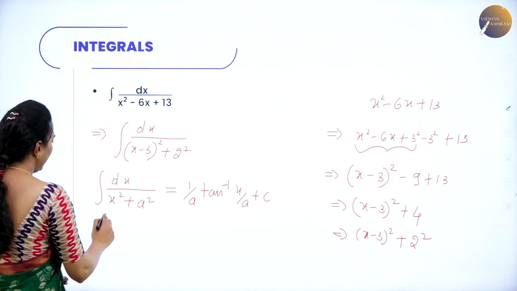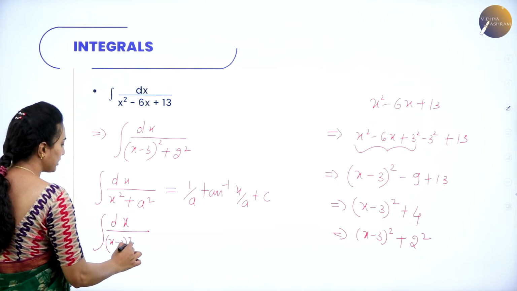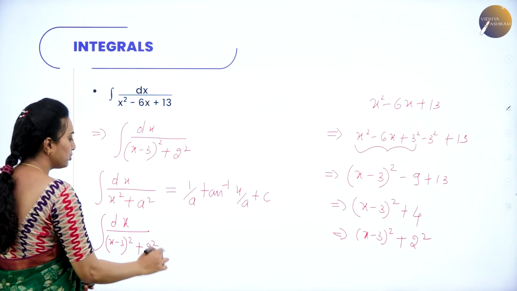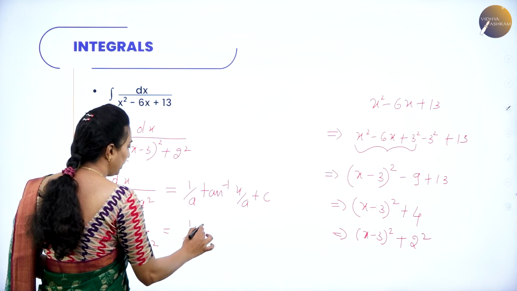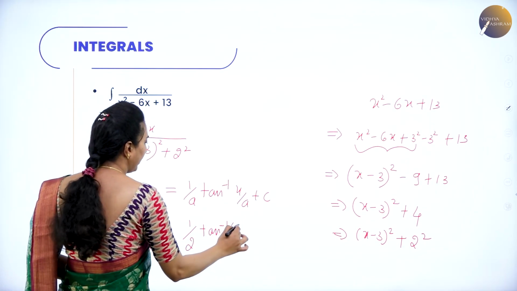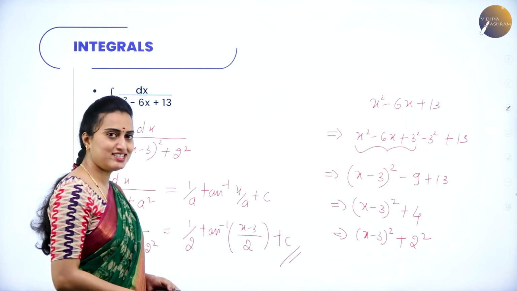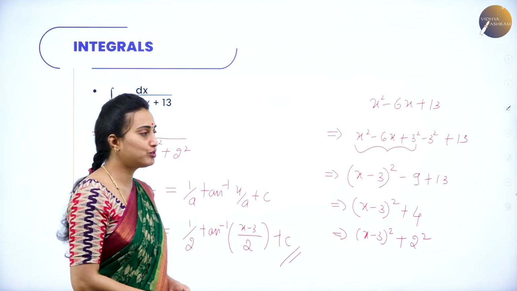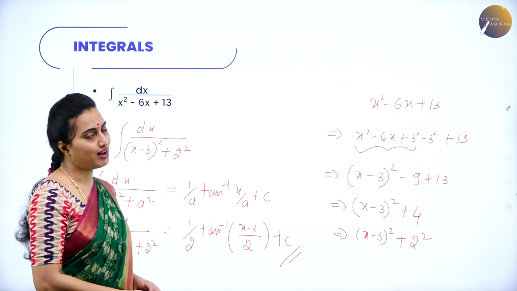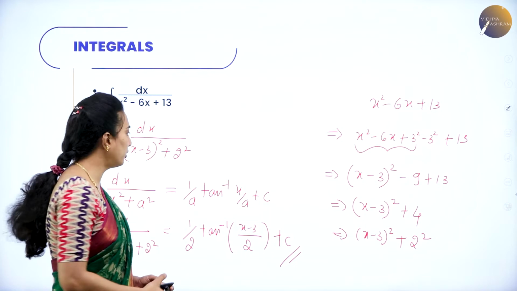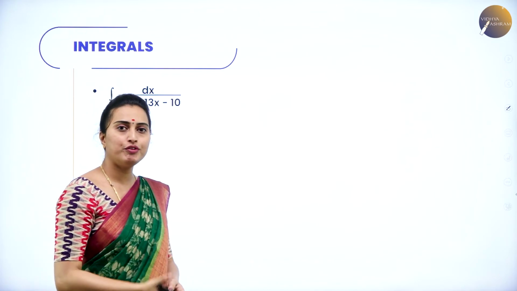Now here, writing dx divided by x squared, where x is replaced by x minus 3, plus a squared is nothing but 2 squared. In place of a, you are going to put 2. So therefore, it implies 1 by 2 into tan inverse of x minus 3 divided by 2 plus c. And this is your answer, dear students. I hope you understood how to make a perfect square, and then according to the formula, how to write the answer. Now they are going to ask you the proof of this formula along with this type of problem. I hope you got this one. We'll be moving on to the next problem, dears.